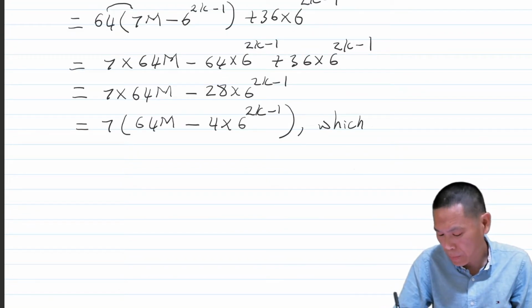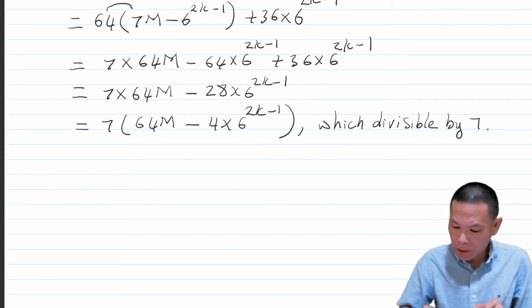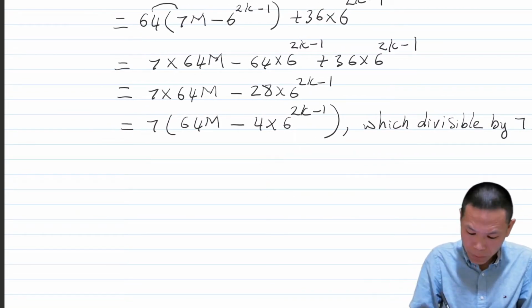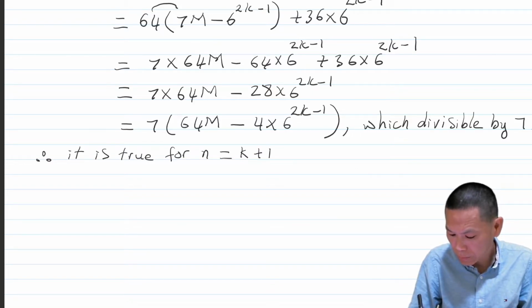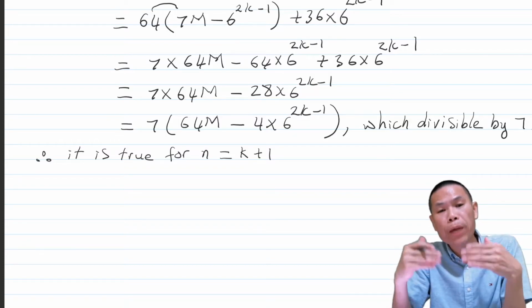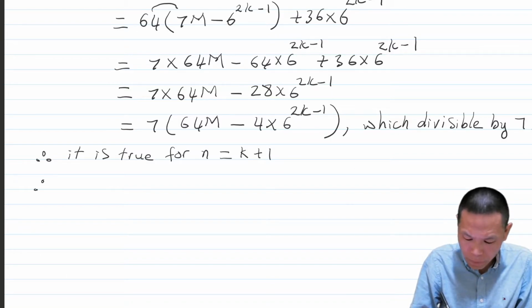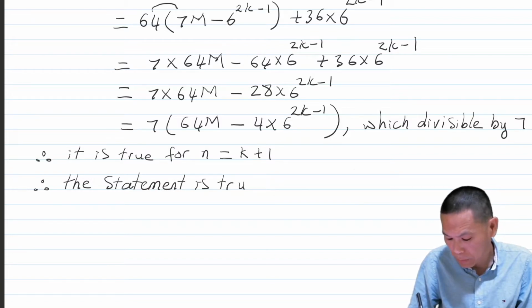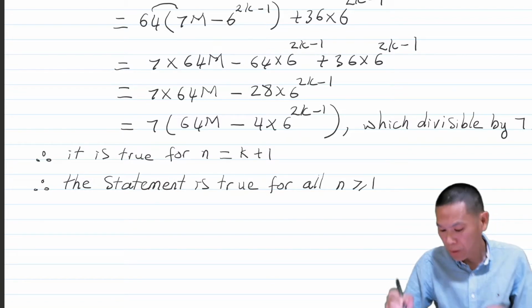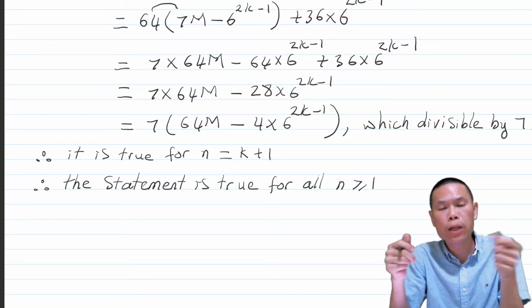Which is divisible by 7. So now we can write the statement. Therefore, it is true for n is equal to k plus 1. So we write the last statement. So therefore, the statement is true for all n greater or equal to 1.